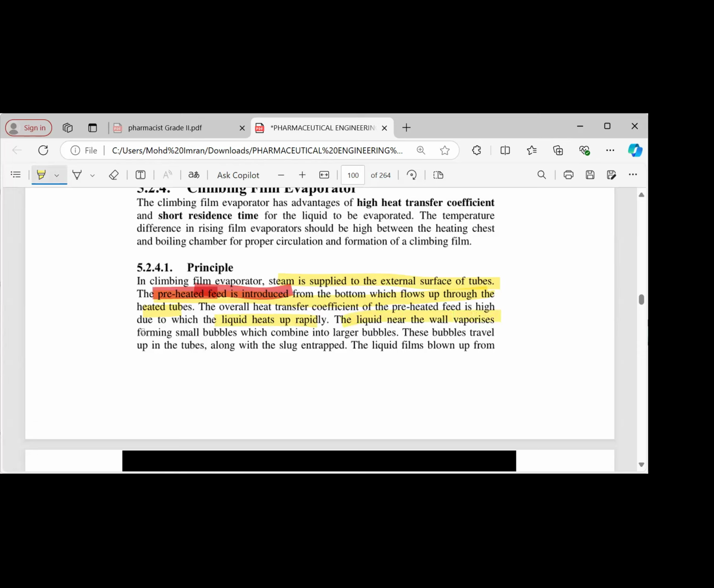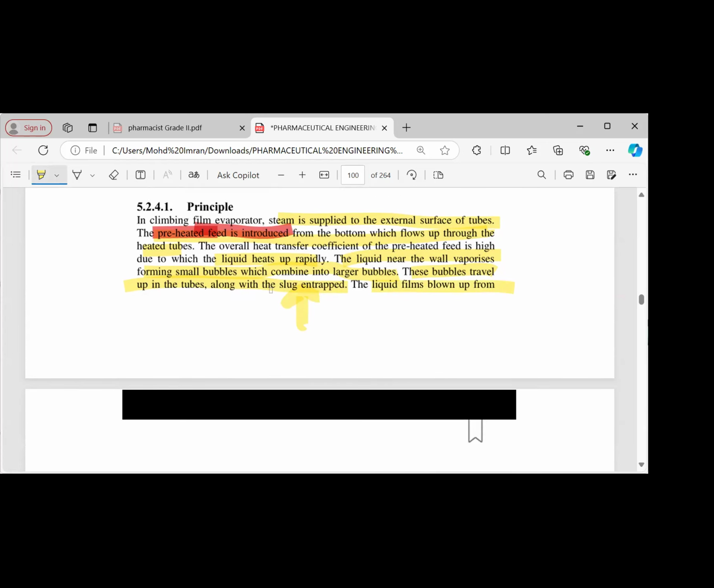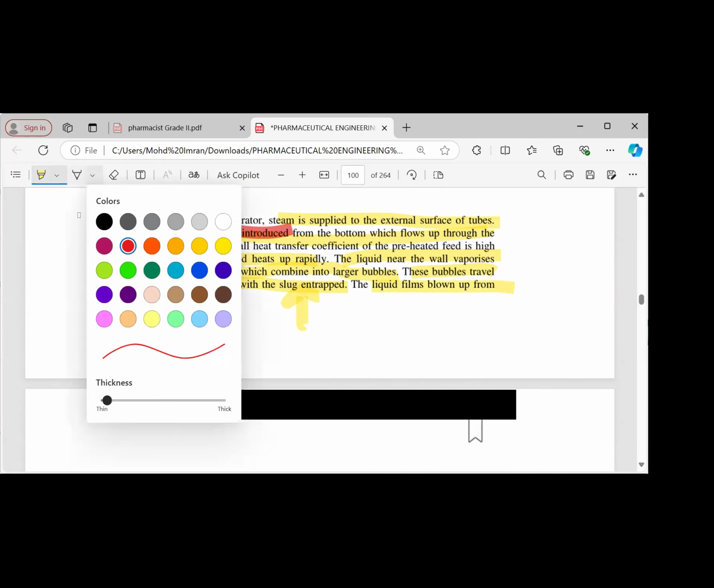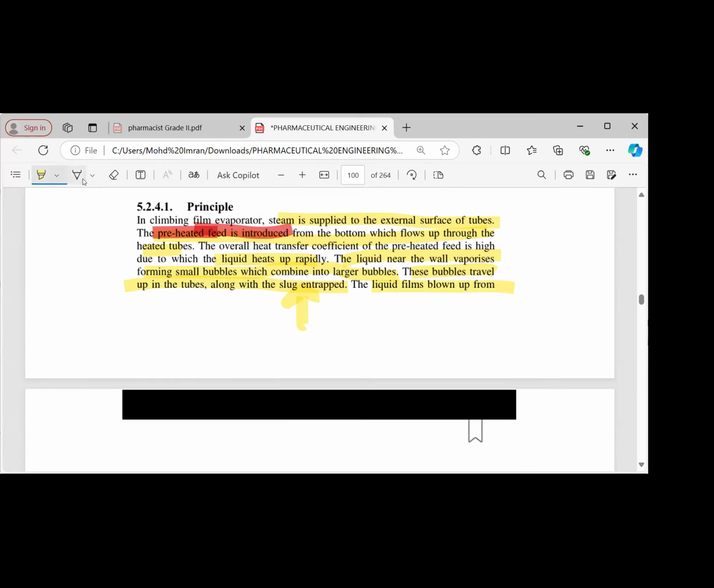So the liquid near the walls, the point I told, vaporizes, forming small bubbles, which combine into large bubbles. These bubbles travel up in the tube along with the slug. Slug means here the milk or the liquid to be operated on. The liquid film is formed below that, and it's blown up on the top. That's the different concept. So this is how your milk boils when you are heating it up.